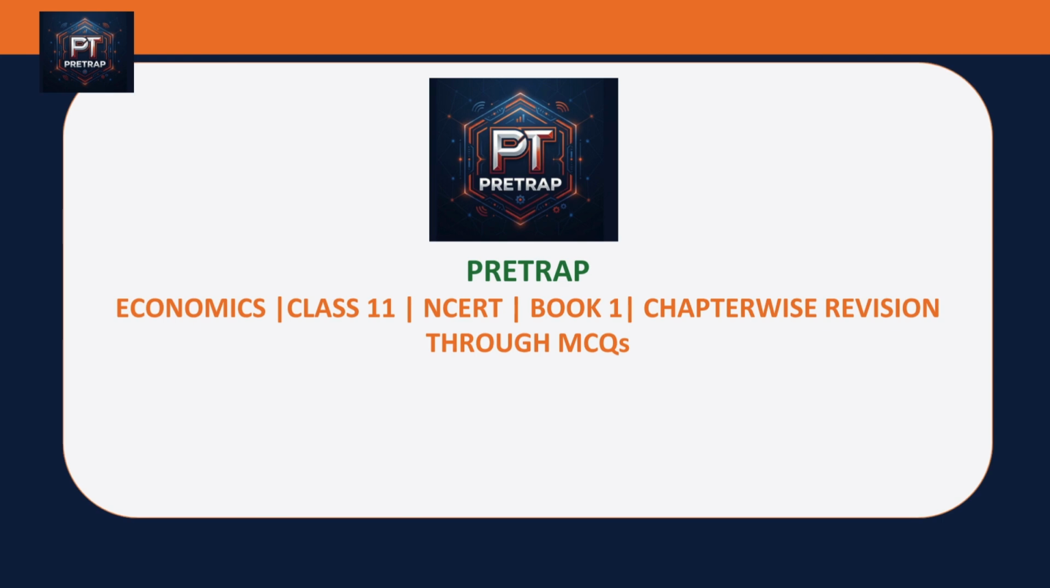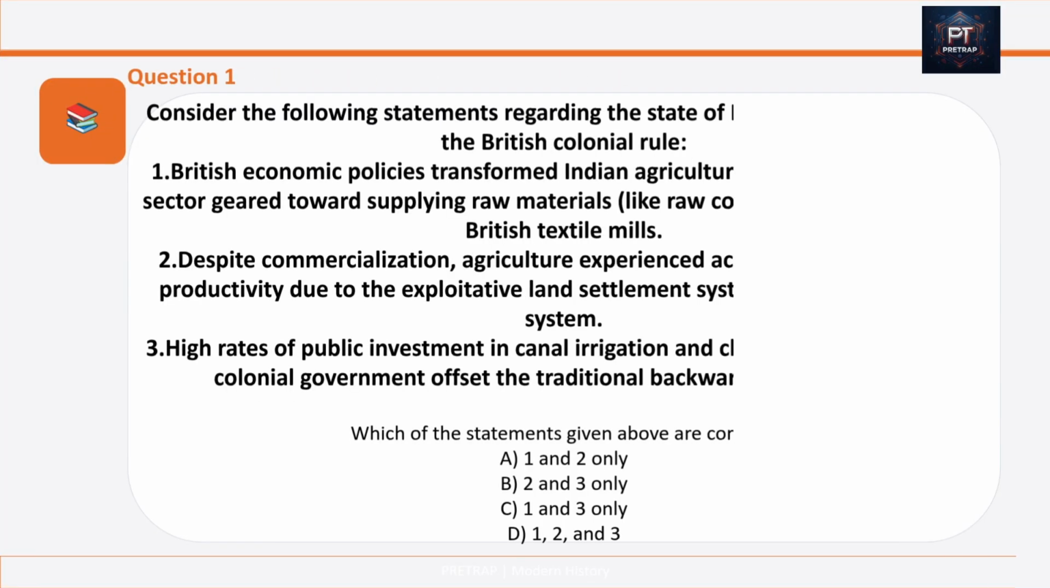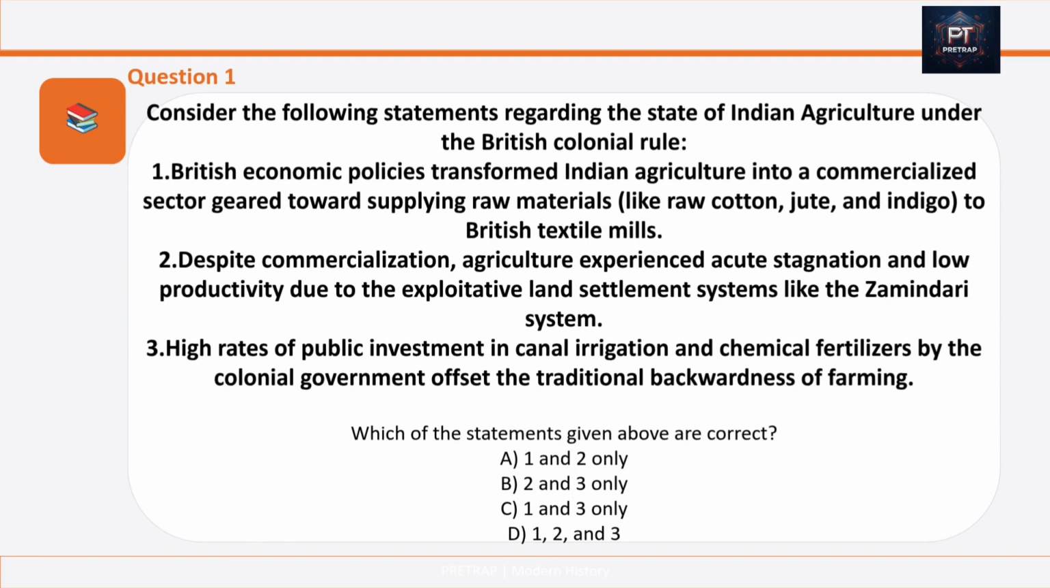So let's begin with question number 1. Consider the following statements regarding the state of Indian agriculture under the British colonial rule. Number 1. British economic policies transformed Indian agriculture into a commercialized sector geared toward supplying raw materials like raw cotton, jute, and indigo to British textile mills.